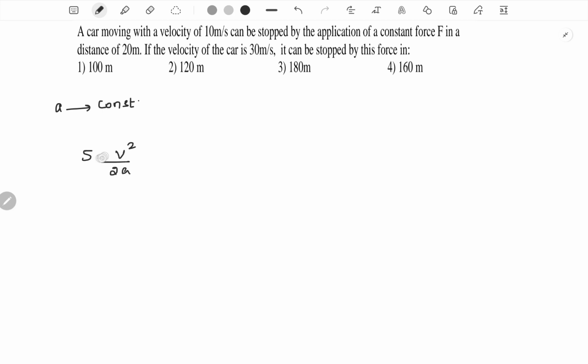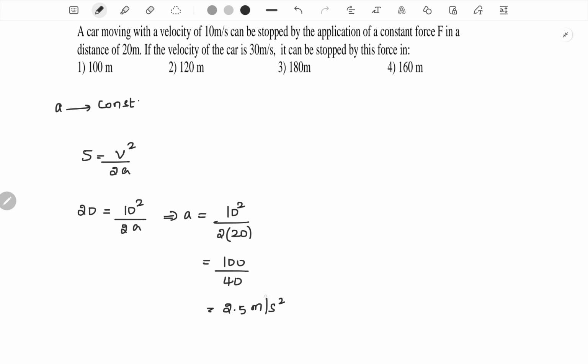Okay, we are going to make use of this. In the first case, the stopping distance was 20 meter, but the velocity the particular car had initially was 10 meter per second. So I can write 20 is equal to 10 square by 2 into a. That implies a is equal to 10 square by 2 into 20, which is equal to 100 by 40. This is what acceleration is. It will come out as 2.5 meter per second square. Not the acceleration basically, this is the magnitude of deceleration of the body once you apply the brakes.